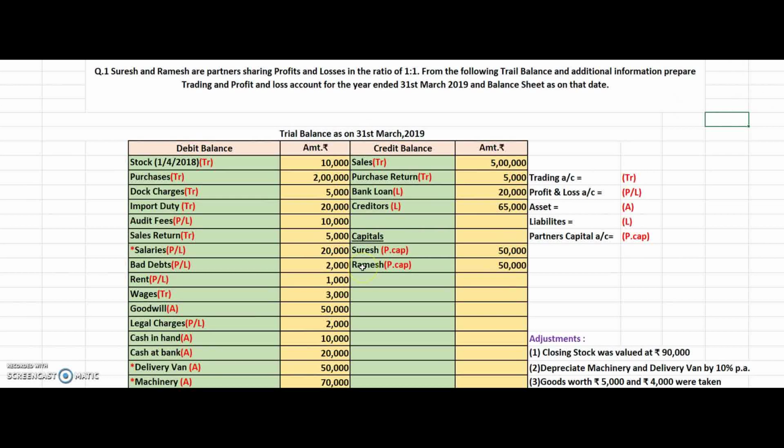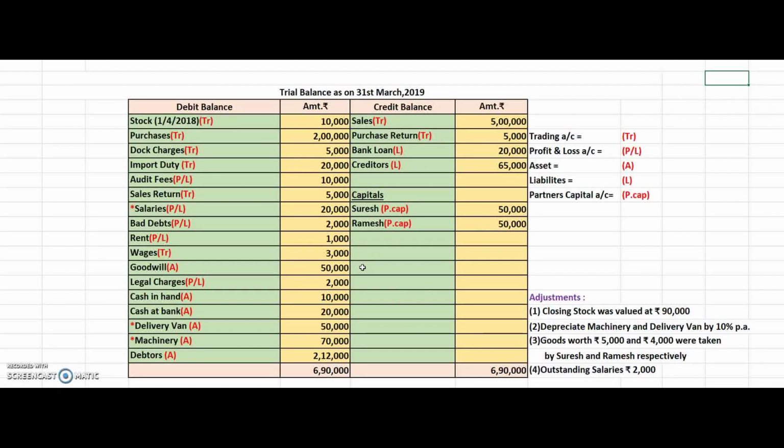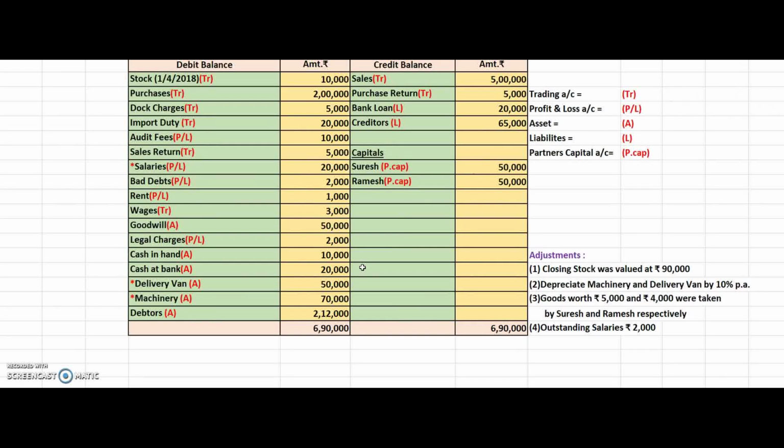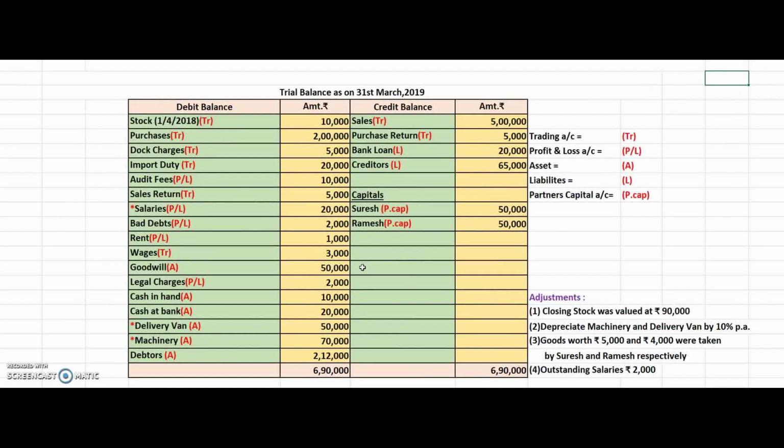Now very quickly, let me go through the entire question for you. The markings are already done, so don't worry. We will not be taking much time in this. Stock, it is on the first, which is opening stock. Therefore, it is transferred to the trading account. Purchases are goods that you buy for production, which is again connected to trading account.